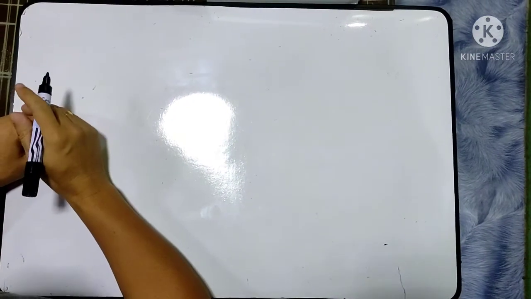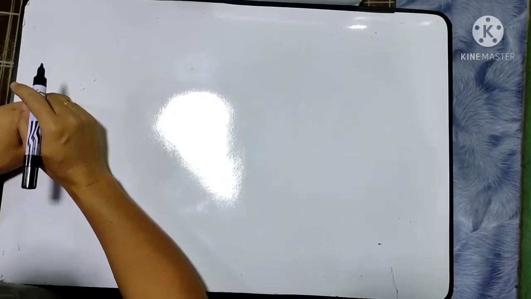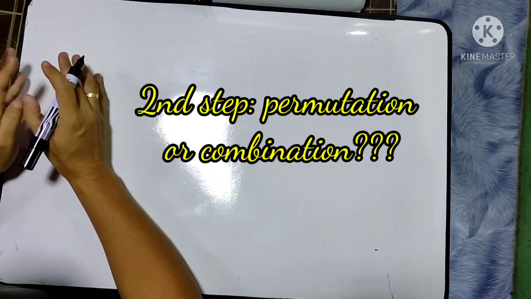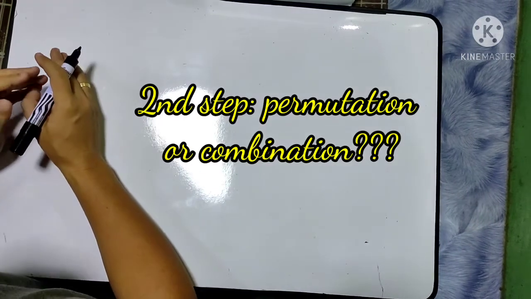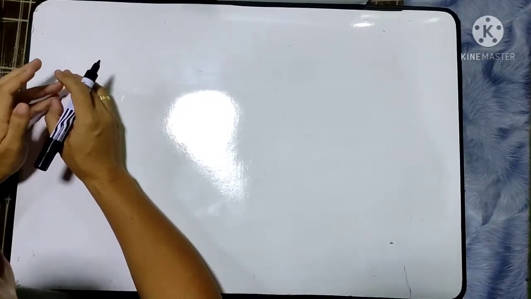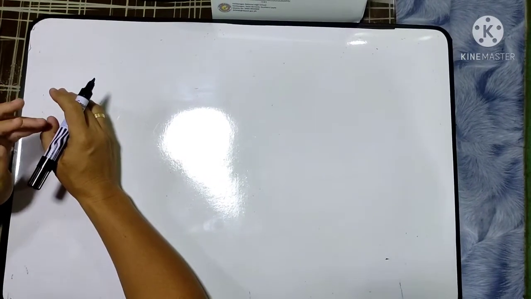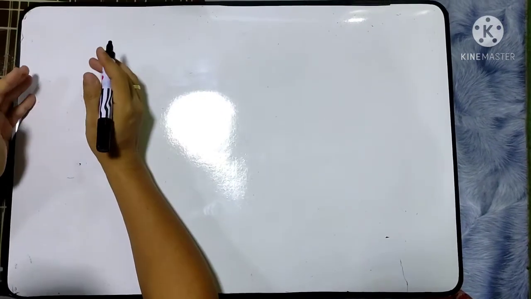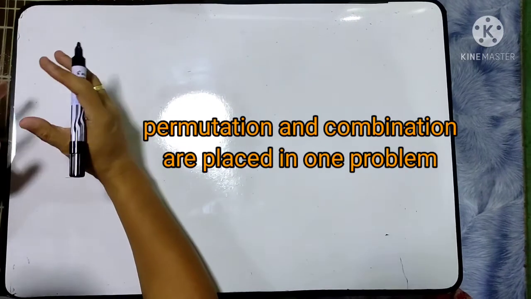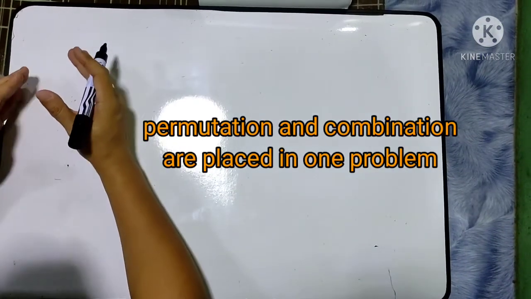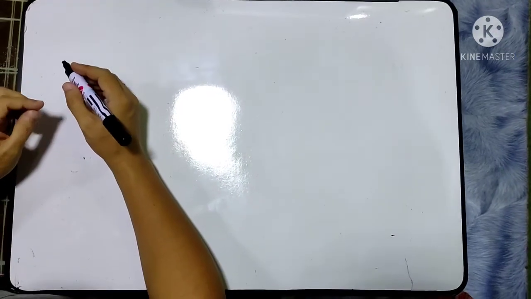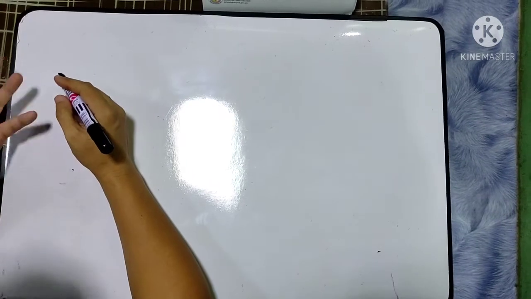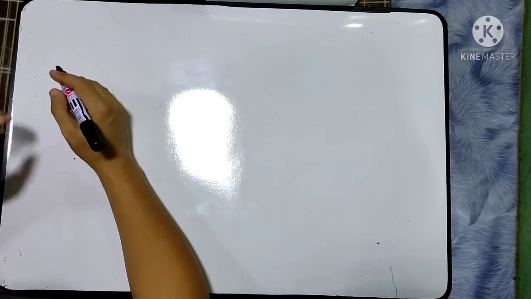In solving a problem, the first step is to understand the problem and identify whether it is a permutation or combination problem. But in this case, I have already told you beforehand that the problems are all combination problems. In our succeeding lessons, there will be instances where permutation and combination situations are placed in one problem. So you really have to understand the problem before you solve it, because that would give you an idea of what formula to use, whether it's a permutation formula or a combination formula. Let's go back to the problem.